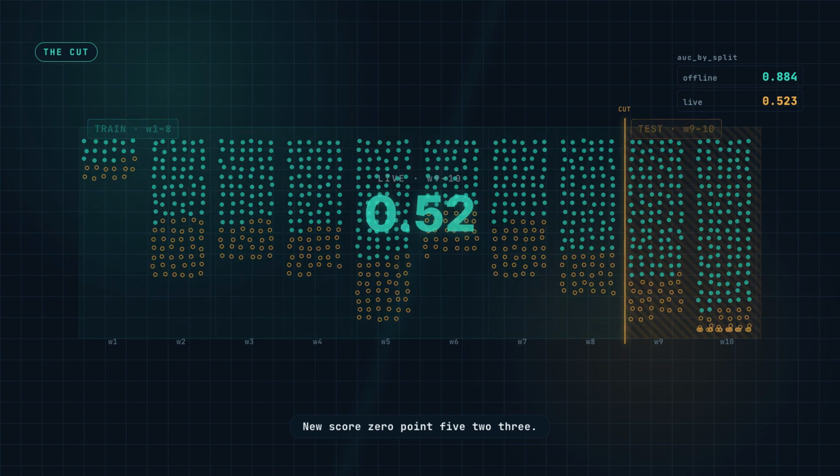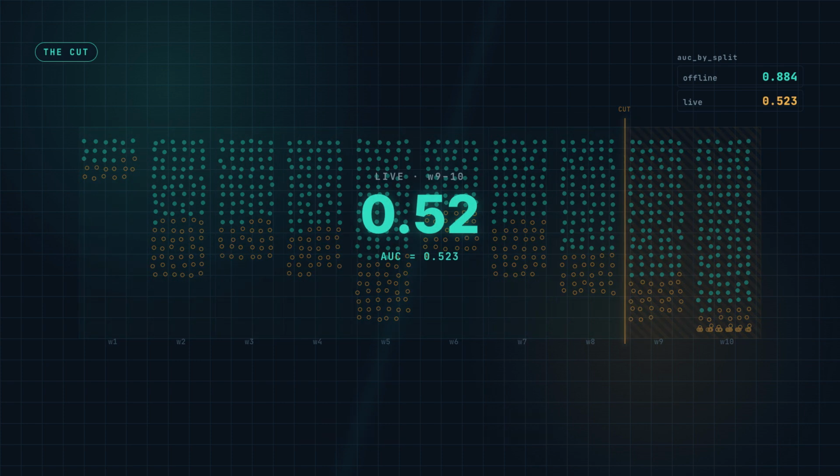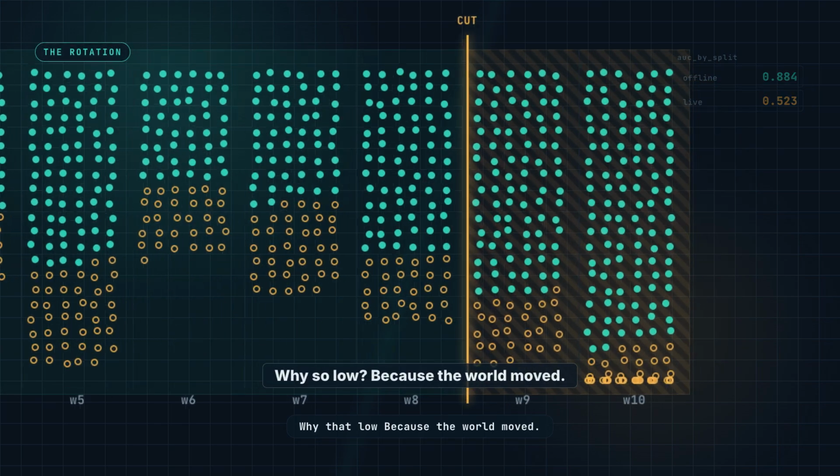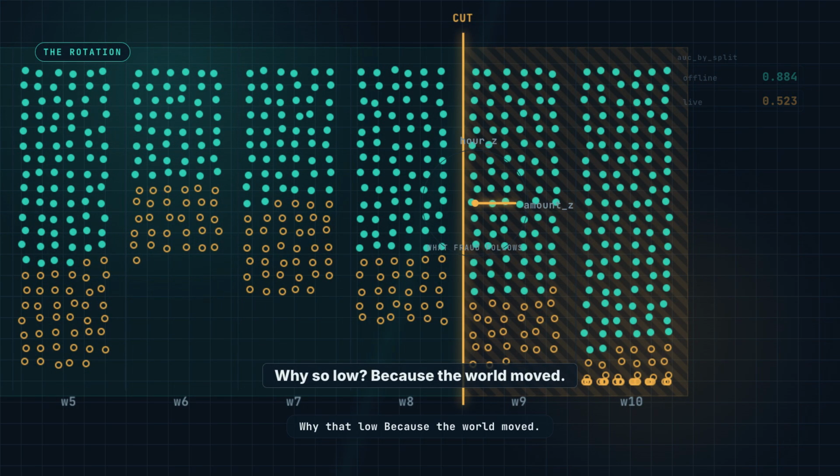New score, 0.523. That's not a verdict on the model, it's the first honest estimate of it. Why that low? Because the world moved.